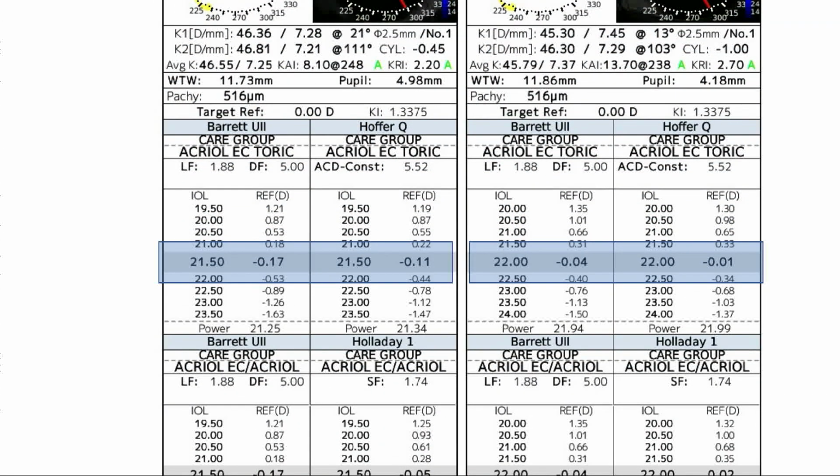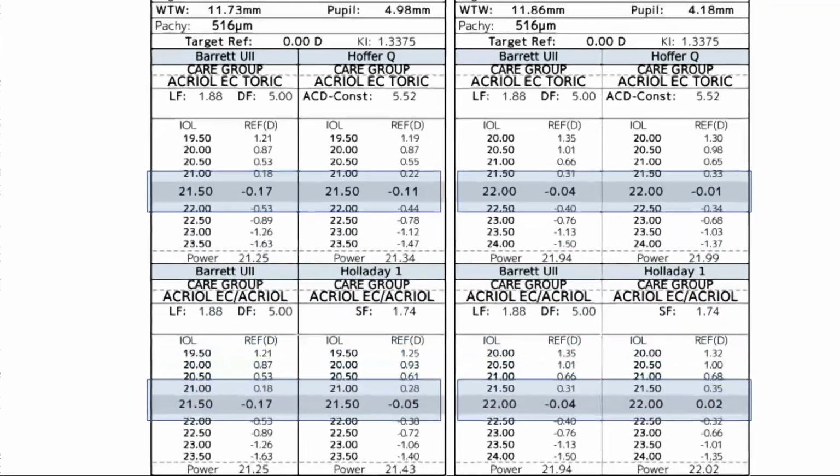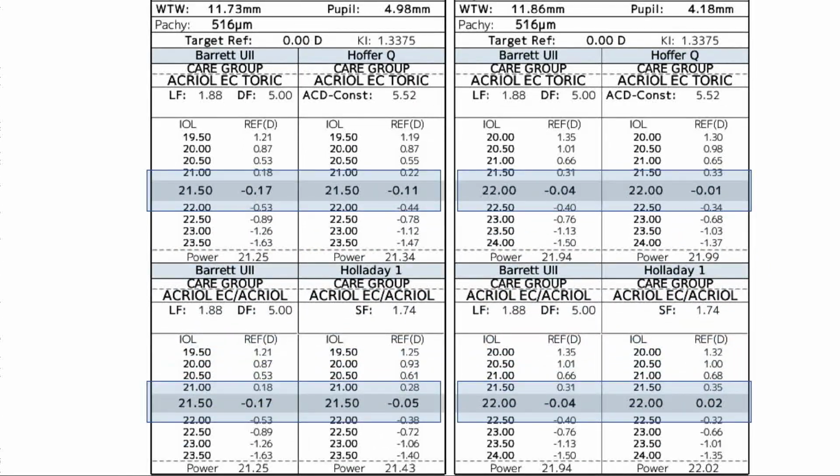Compare it between the two eyes and compare it between multiple formulas. Now herein comes the concept. If you have 2 biometers, please use those 2 biometers. Minu was telling 3. He probably repeats 3 times. But at least repeat it, or if you have 2 different biometers, please use those 2 biometers.